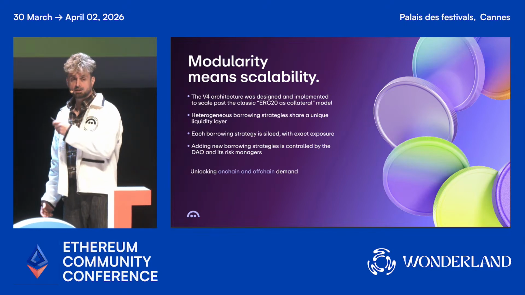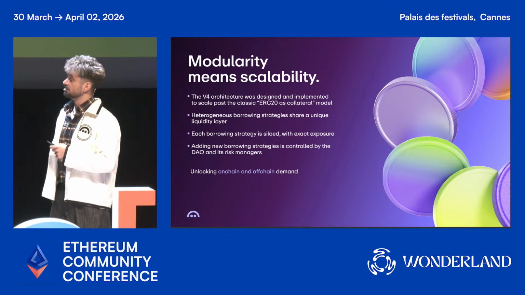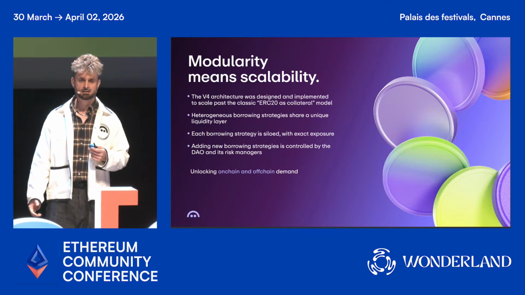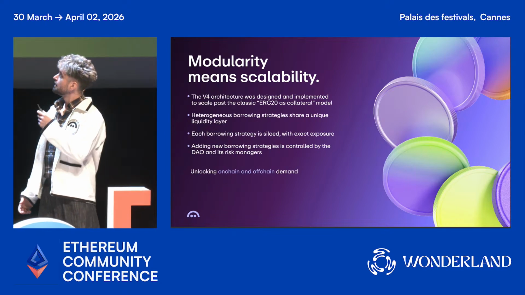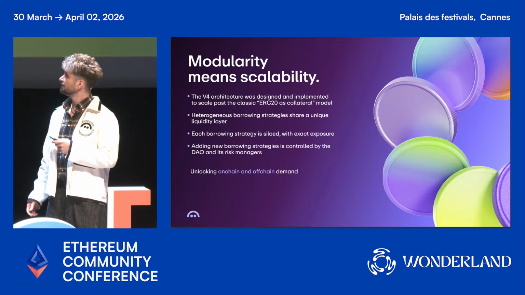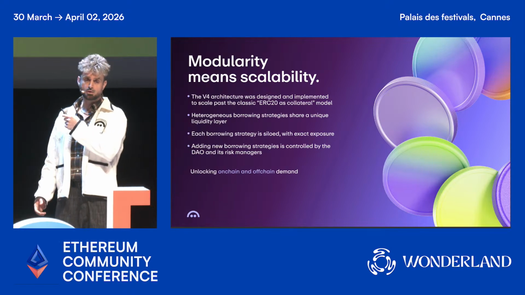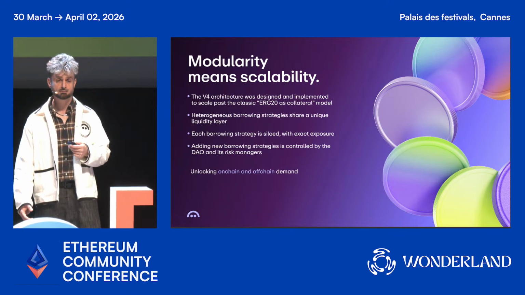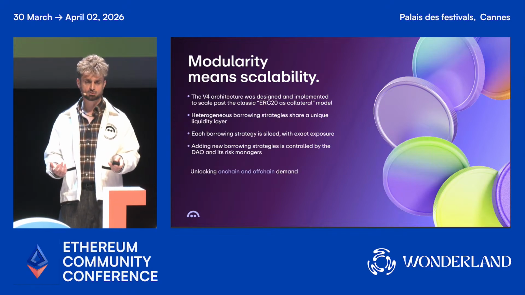So going back quickly to what we were talking about before, modularity also means scalability. Why? Because thanks to the fact that we have multiple borrowing strategies, we can also implement a variety of approaches that move potentially away from the ERC20 as collateral model, which is what defined pretty much all the lending protocols until today, right?